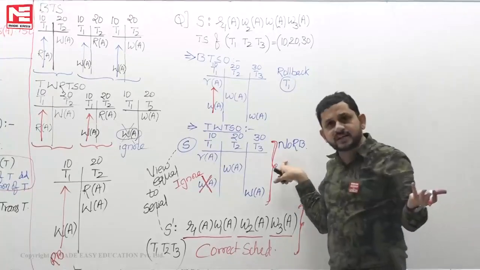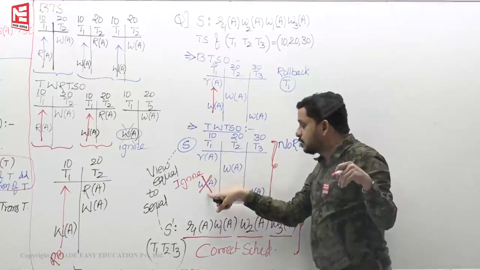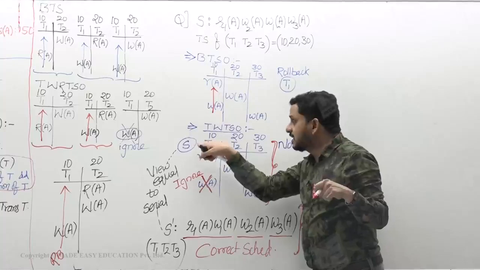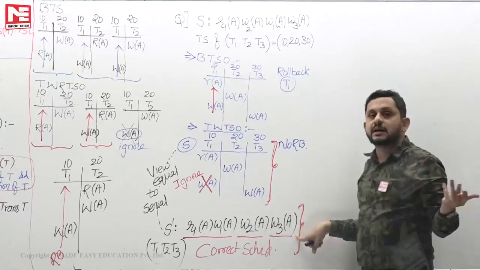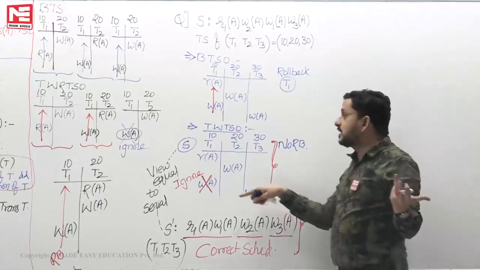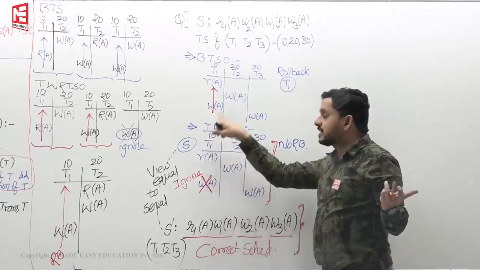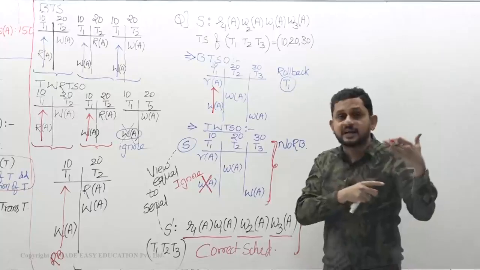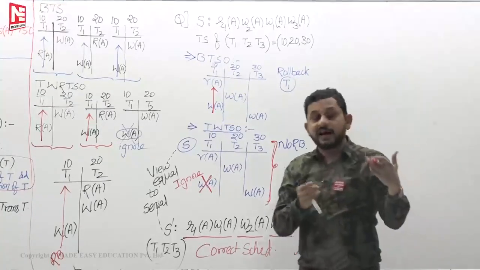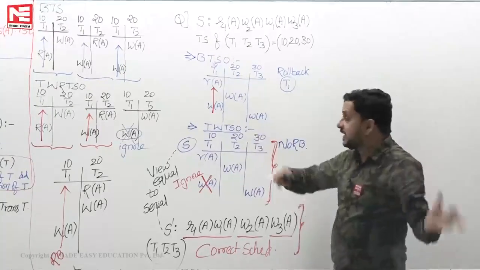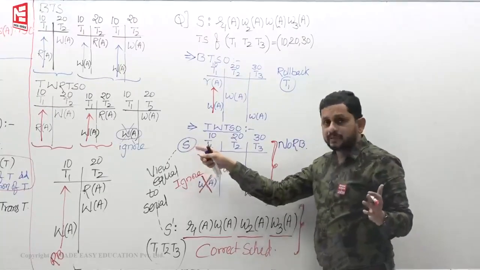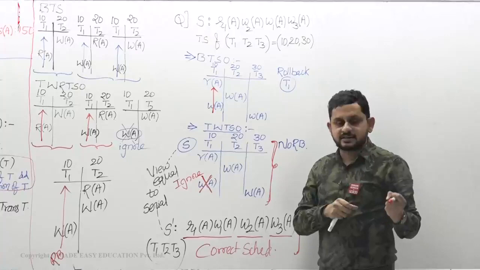How can we prove it is consistent? Even if I ignore this write of A, still the result of the schedule is view equal to the serial based on the timestamp order. Okay? For that, there is no meaning to roll back T1. Whereas conflict equals serial, basic timestamp order makes sure that conflict equals serial. Okay? That's why every write matters.